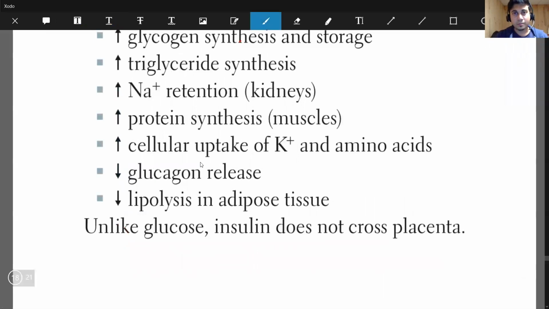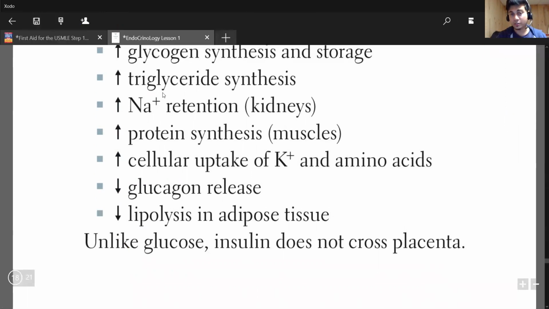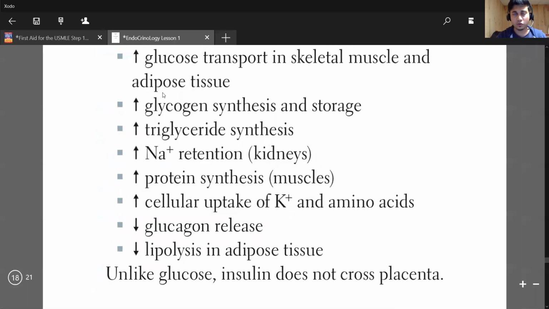Another thing, other than this anabolic function, is that it prevents glucagon release, because glucagon is kind of the opposite of insulin. Insulin decreases the glucose level in the blood, and glucagon increases the glucose level in the blood. So these are some functions of insulin. Simple.